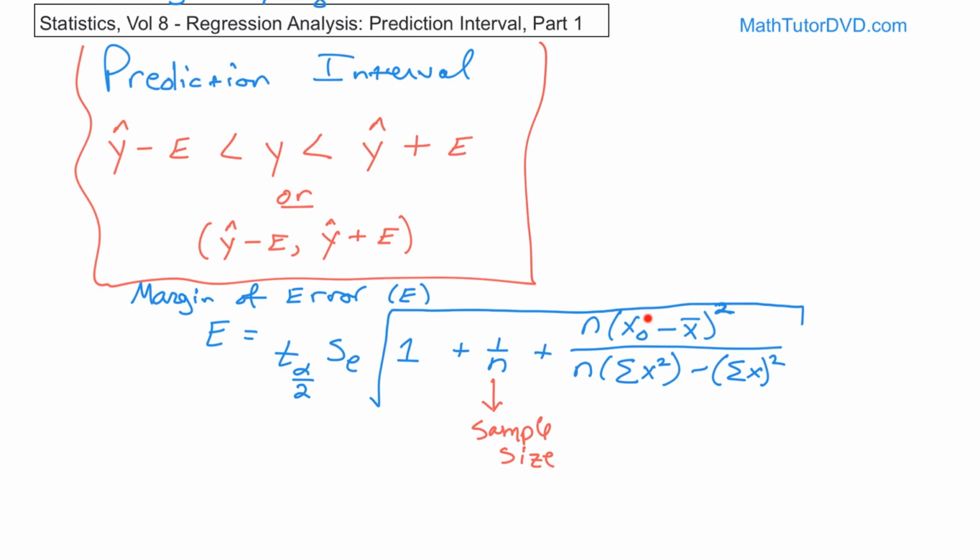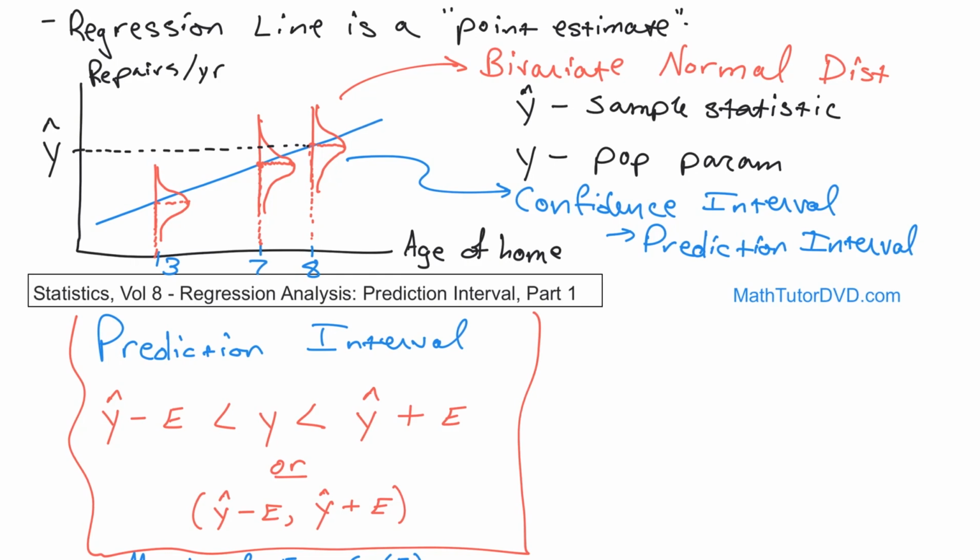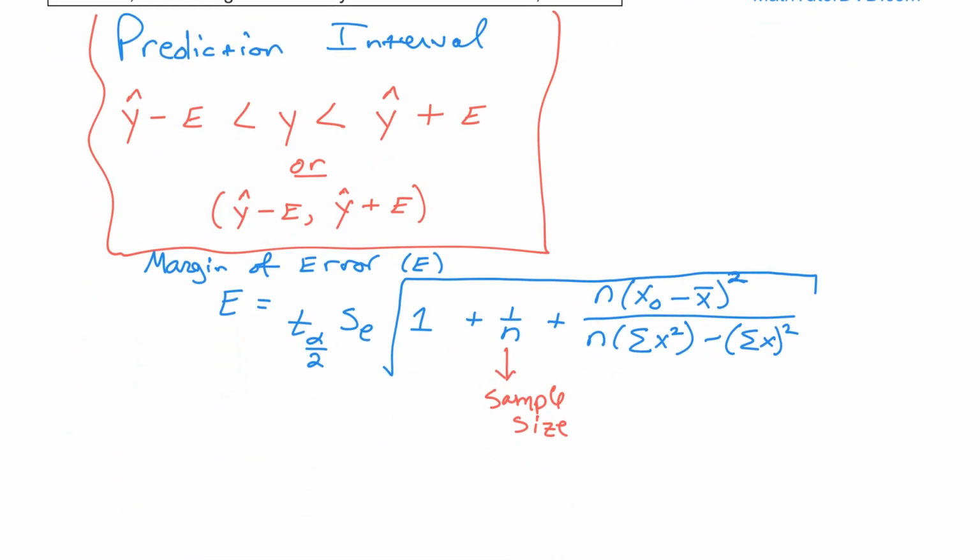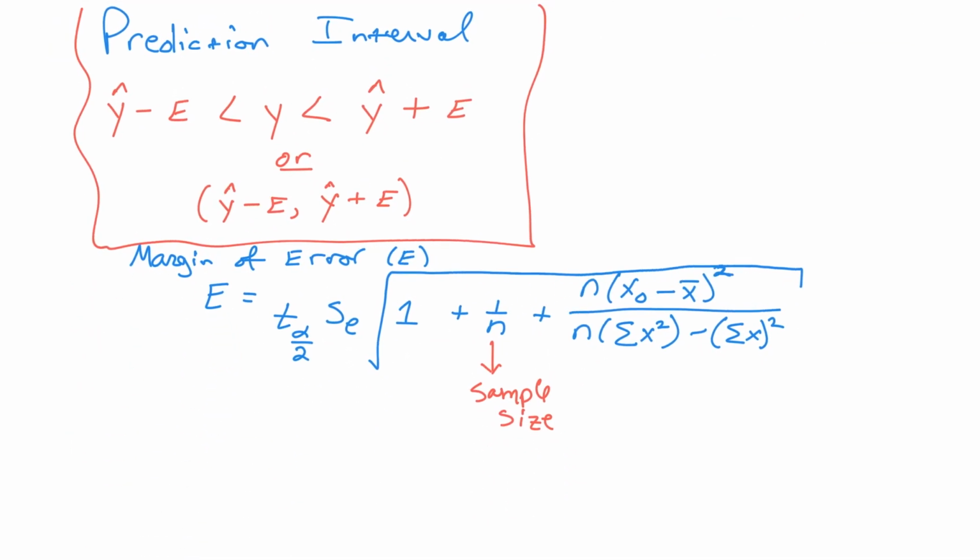Now, x naught is the value I'm interested in. In the previous part here, I was showing you what happens whenever you take a look at 8-year-old homes. This is the x axis here. I'm interested in calculating a prediction interval for people with 8-year-old houses. So in that case, we say that x naught is equal to 8. Okay, so this value here, x naught, is equal to whatever value I'm interested in. x bar is the average of all of the x data points that you have. That's why it's called x bar.